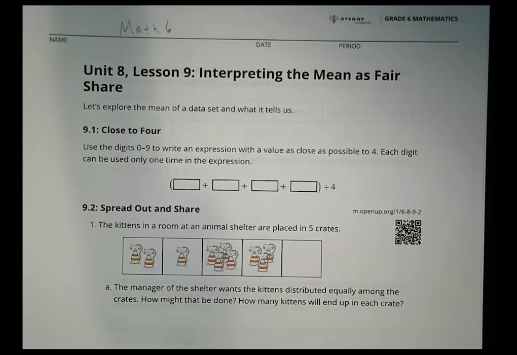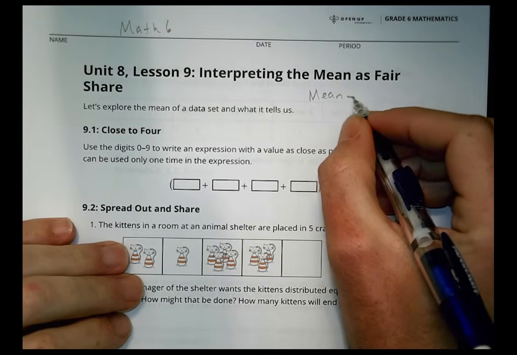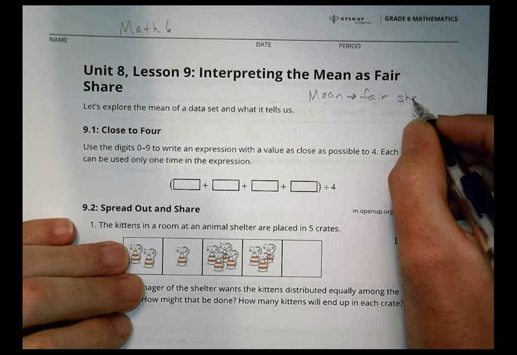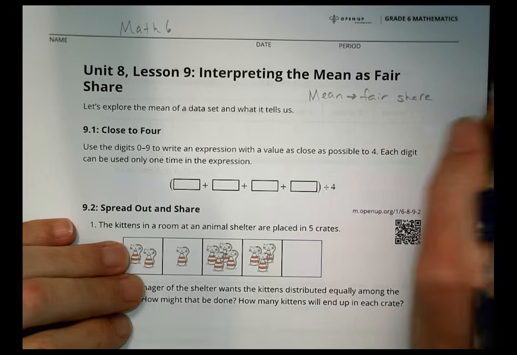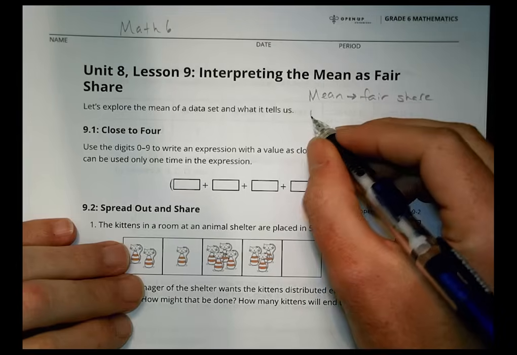Hey, this is Math 6, Unit 8, Lesson 9, Interpreting the Mean as Fair Share. So we're talking today about what we call the mean, and that is really what we talk about when we're talking about having a fair share of something, which means it's kind of like what everyone would get. It's what everyone gets if you distribute things equally.